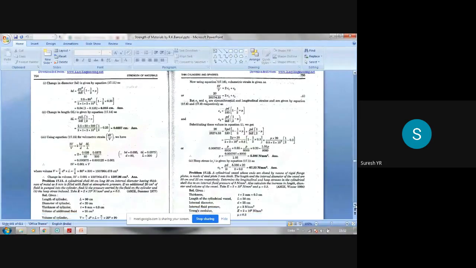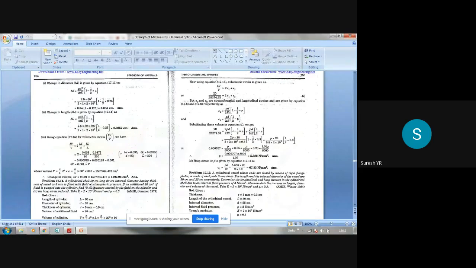90 centimeters long means 900 mm. L is 900 mm. 20 centimeter internal diameter means 200 mm, the D value, having a thickness of metal, T value, 8 mm. So it is given in mm only. It is filled with the fluid at atmospheric pressure. Understand the problem. So it is filled with fluid at atmospheric pressure.